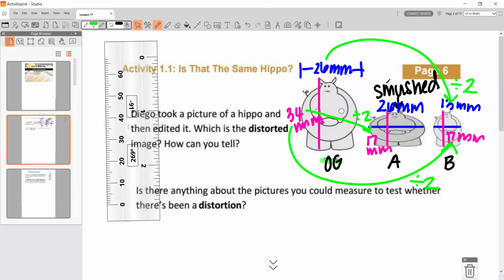So that's why it looks smushed, because it was only pushed down. It wasn't pushed down and in. So just the vertical was changed, not the horizontal.